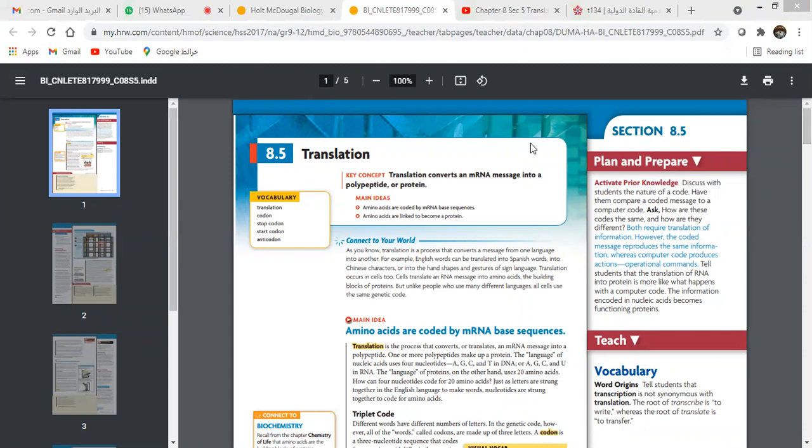Miss, I know. Yalla, Abdul, what is translation? Miss, translation is the process that converts or translates an mRNA message into a polypeptide. Polypeptide chain, which is a protein, right? Yes, a chain that will become a protein. A protein is made from one polypeptide chain or more.